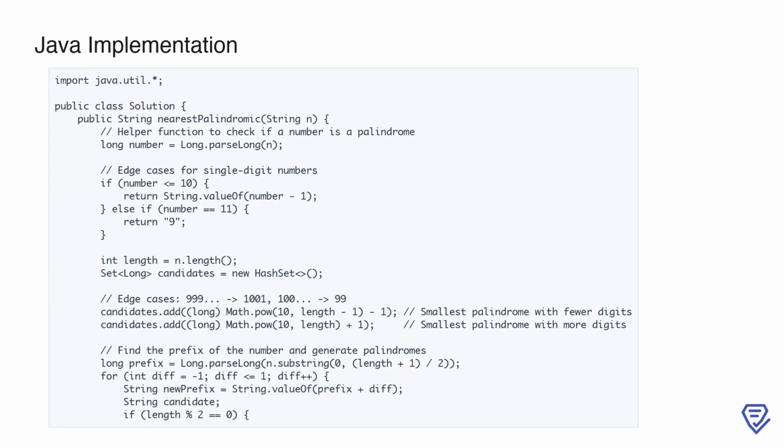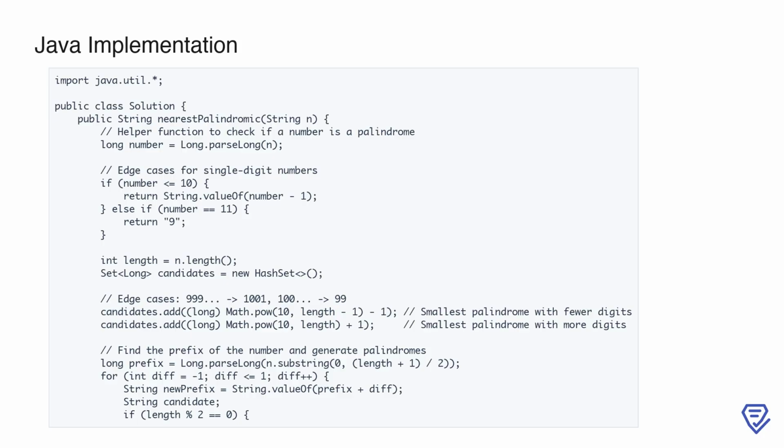Here, we begin by defining the Java implementation of the solution. The method nearestPalindromic takes a string as input, which represents the number for which we need to find the closest palindrome. First, we convert the input string into a long integer for easier numerical operations. We then handle some edge cases, such as single-digit numbers and the specific case of 11. For single-digit numbers, the closest palindrome is simply the previous number, so we return number - 1. For 11, the closest smaller palindrome is 9.